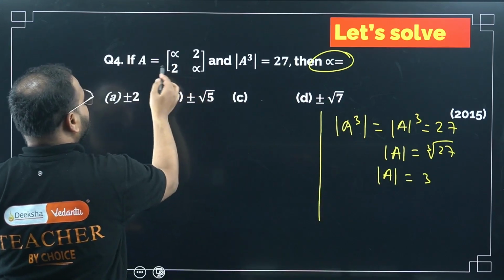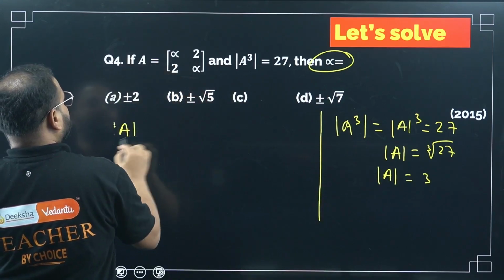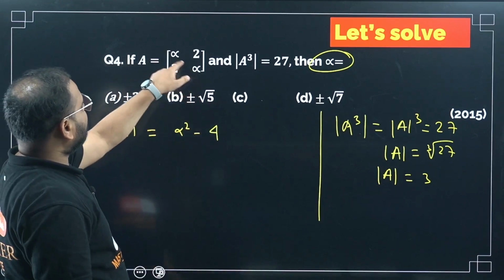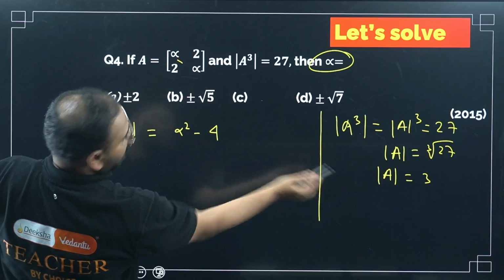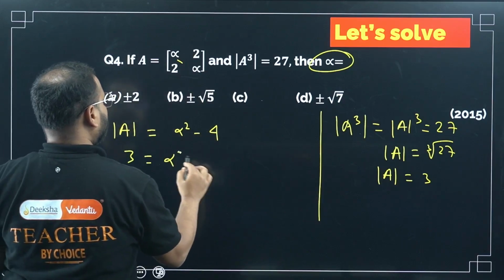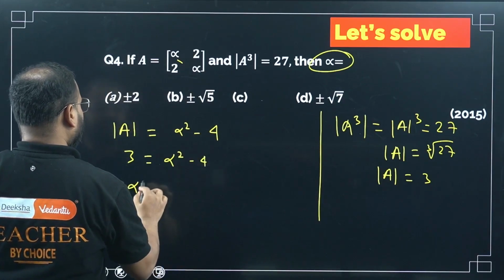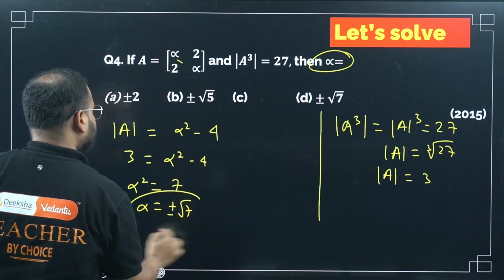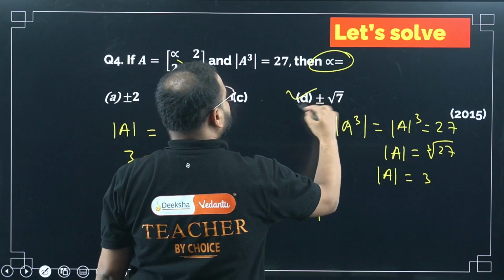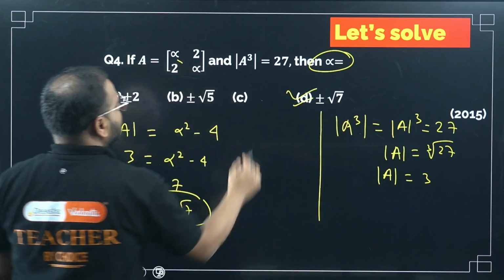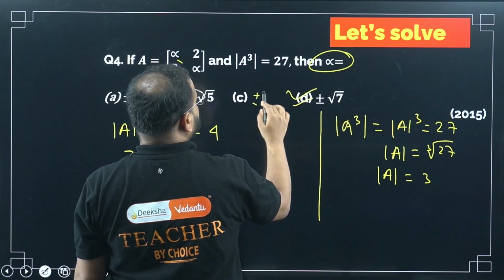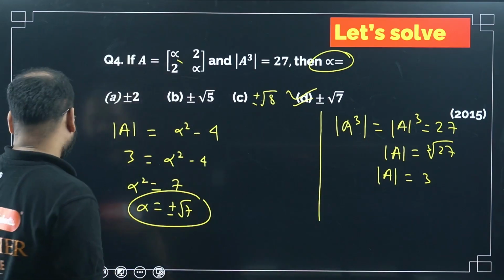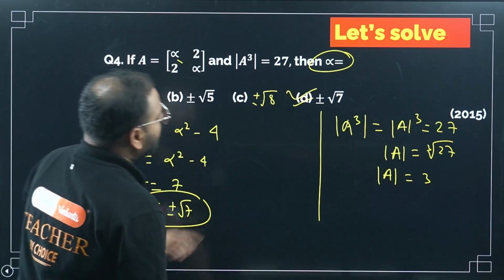Put it here. Find the determinant from here. It will be alpha square minus 4. Alpha into alpha is alpha square, minus 4 equals 3. So alpha square equals 7. Alpha equals plus minus root of 7. Is it a simple question or not? I said the paper is relatively easier. Okay, this option is missing. Right here, plus minus 8 was there. Option is missing. Option D is the correct answer.